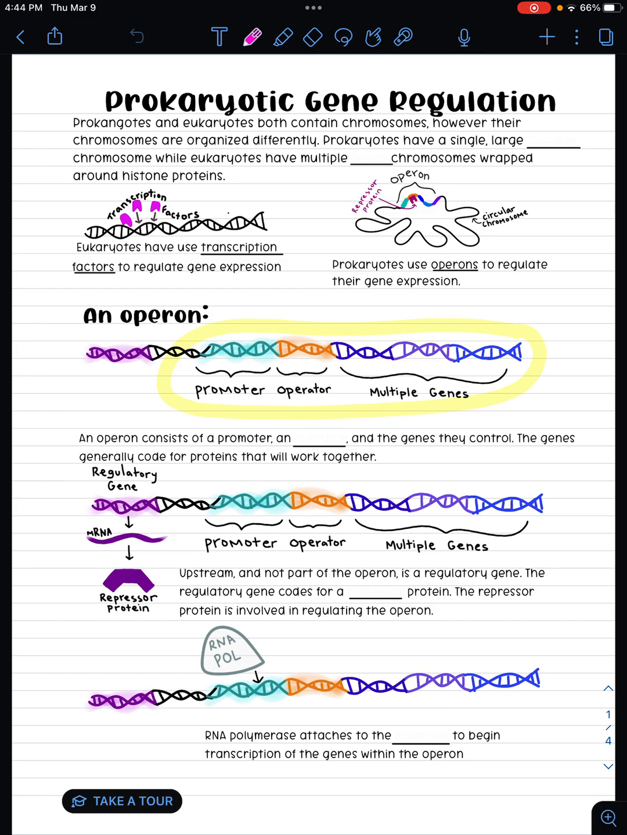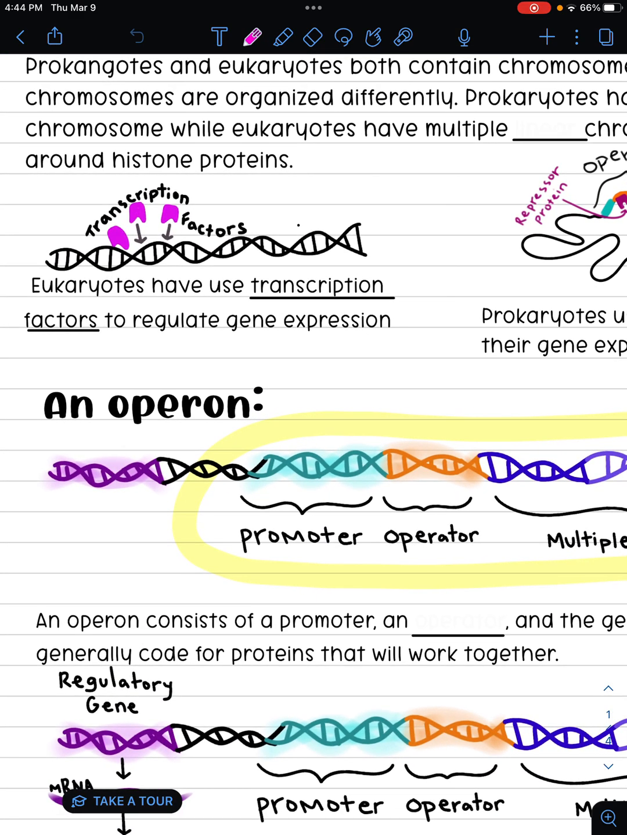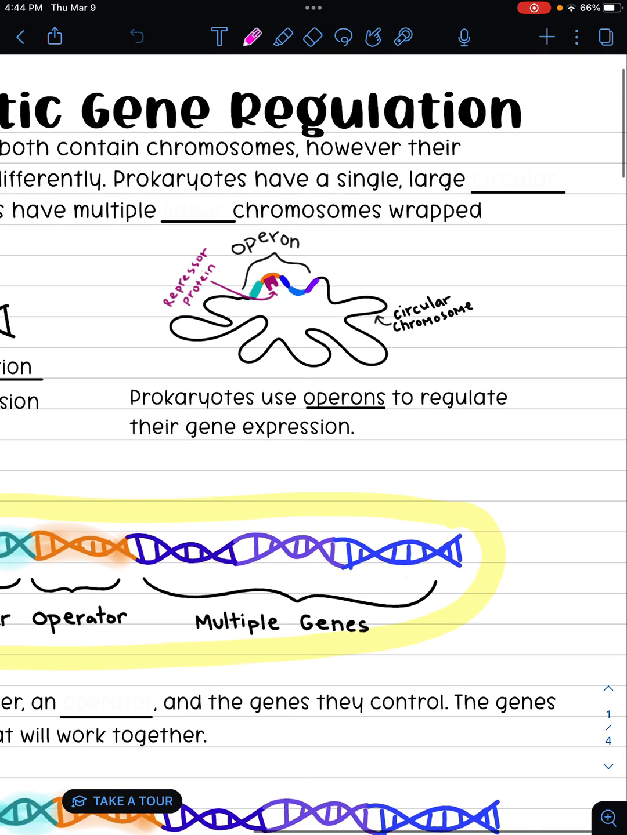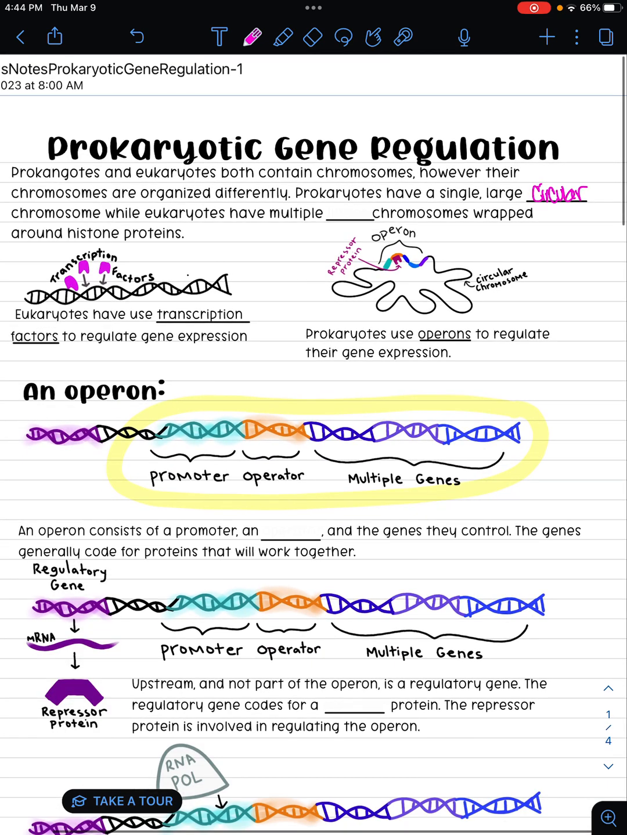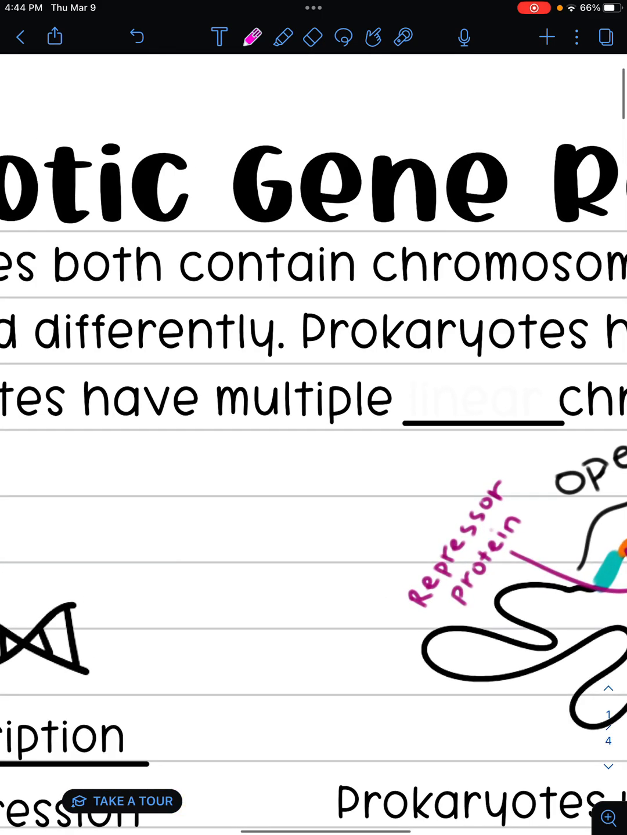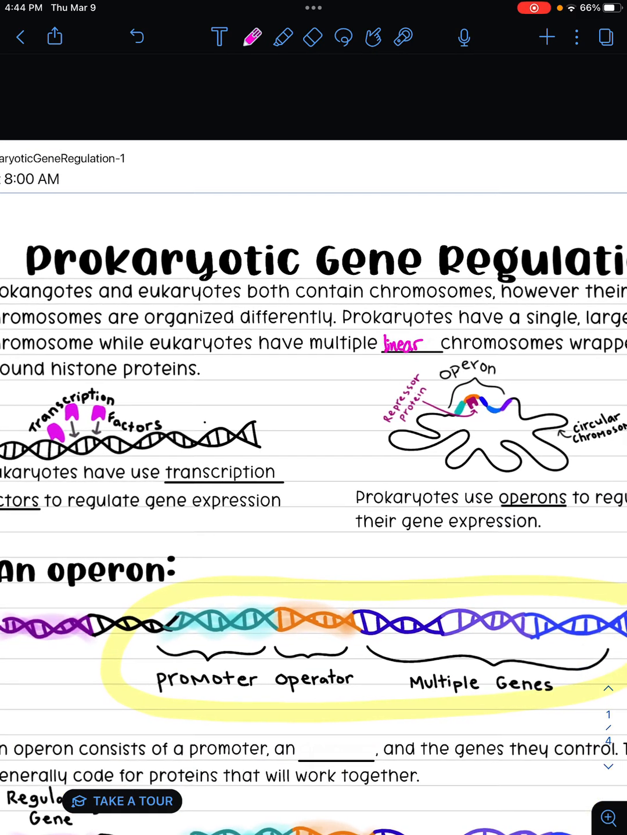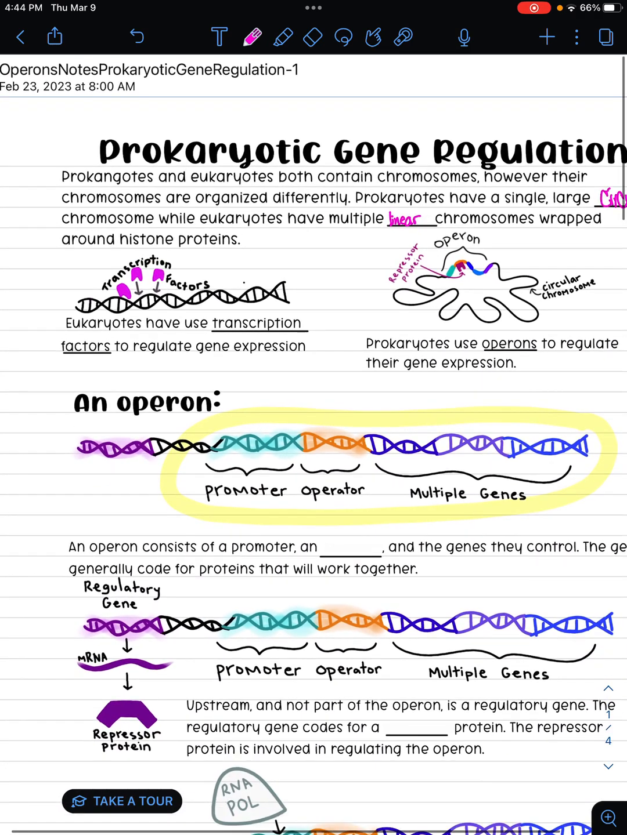So let's just look right here. This one is a eukaryotic piece of chromosome, and this is a prokaryote's chromosome. So it's a circular, you want to write circular chromosome, while eukaryotes have multiple linear chromosomes wrapped around those histone proteins that we've learned about. Okay, so let's read on.